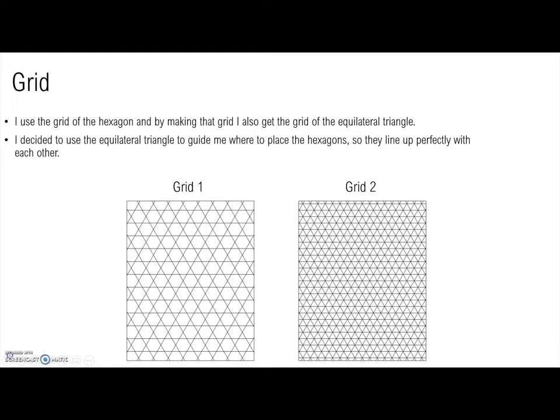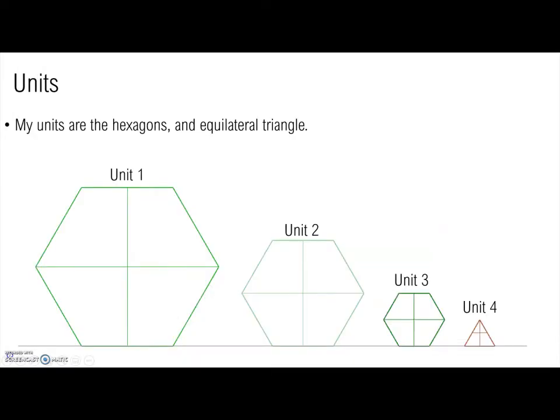So for my grill, I use the equilateral triangle and the hexagons. I use mostly equilateral triangles for the design of the first layer because in that grill I can fit more precisely the hexagons which sit outside. For my units, I decided to use only hexagons in different sizes and the equilateral triangle.